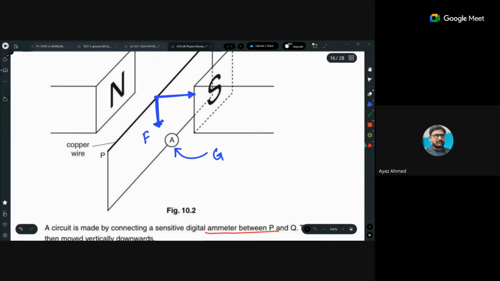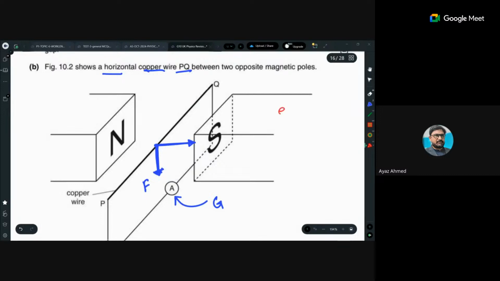I told you, electrons are not following the rules. Electrons means electronic current. What I told you five minutes back, that this current is due to flow of electrons, so it is called electronic current. In electronic current, you will apply the left hand rule, but the current would move opposite to the direction of your middle finger.